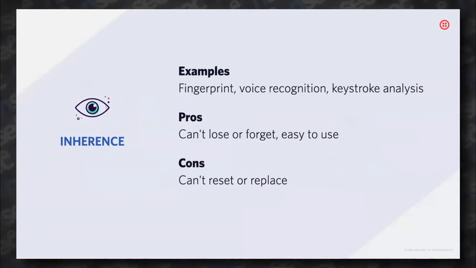Looking at inheritance factors or things that you are, like your fingerprints, your voice, or even the way that you type or another way to identify you, the benefits of these is that you can't lose or forget these, but the downside is that you can't really change these. So the risk is really high for these getting breached, which makes implementation of inheritance factors delicate, I would say. And it's a big reason that these aren't widely supported. So if you saw the fingerprint cloning talk from earlier, you also know that these can be cloned, which is very scary.